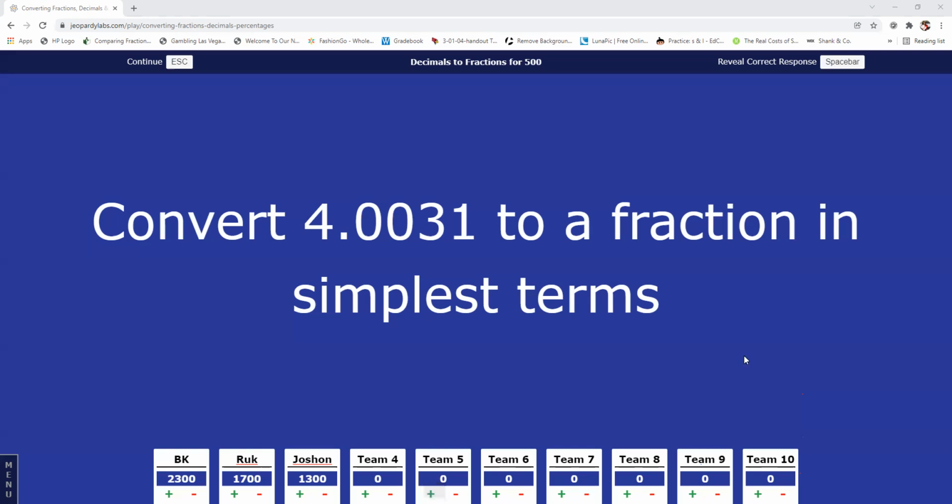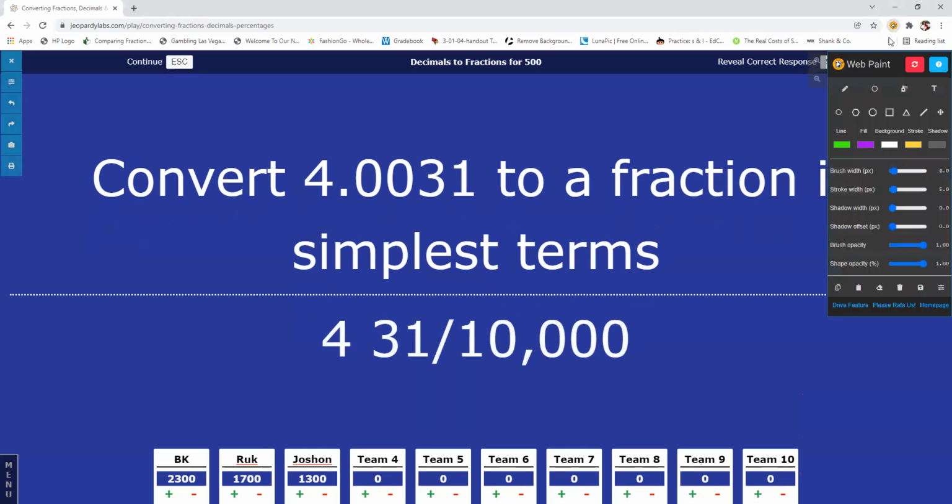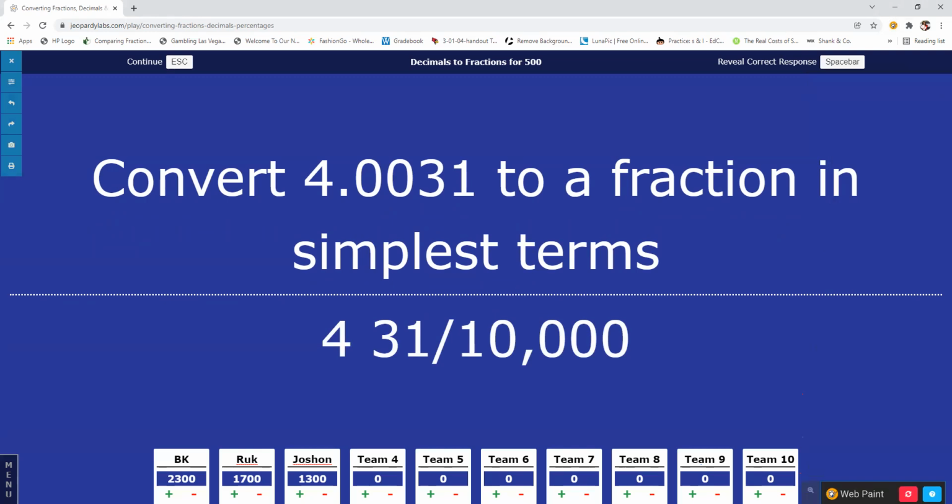All right, and the correct answer is going to be 4 and 31 over 10,000. How did we get that actual answer? Don't let the big numbers scare you, because it's still the same idea. When I go from a decimal to a fraction, I focus on the number of values after my decimal. In this case, because there are 4 values after the decimal, we're going to put it over 10,000. Then we just bring our 4 over. In this case, that can't be reduced down, so that's the simplest form.